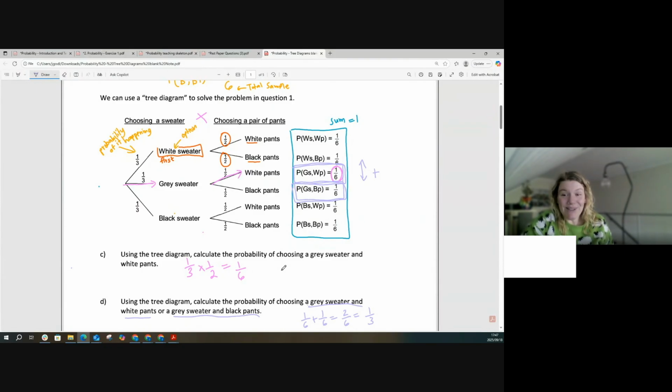Oh, that's so sneaky, Abu. Yeah, tree diagrams can be ambiguous. It happens often in the questions.